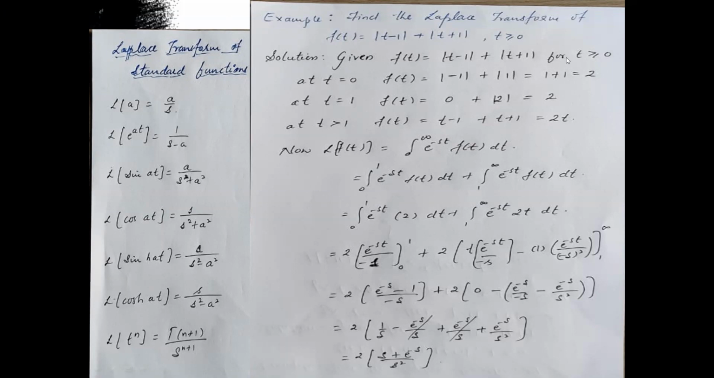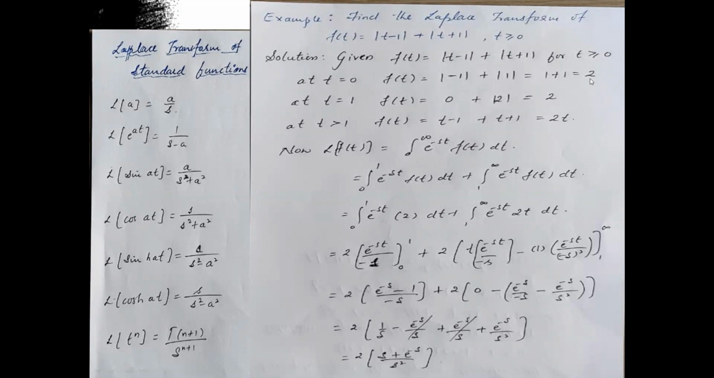So what happens at t equal to 0? Actually, function is defined for t greater than or equal to 0. So let us see what happens at t equal to 0. In this function f of t, if you put t as 0, you'll get minus 1 here. It is mod of minus 1. Again, if you put t equal to 0, we'll get 0 plus 1, that is mod of 1. Now mod of minus 1 is 1, mod of 1 is also 1, so 1 plus 1 will get 2. That implies at t equal to 0, function will take the value 2.